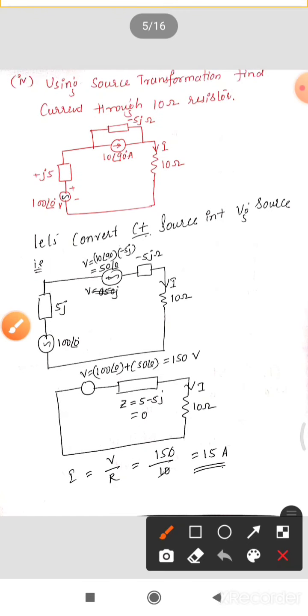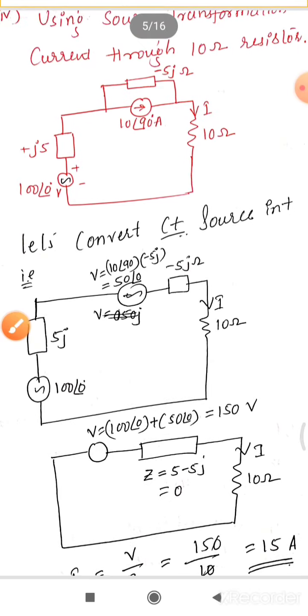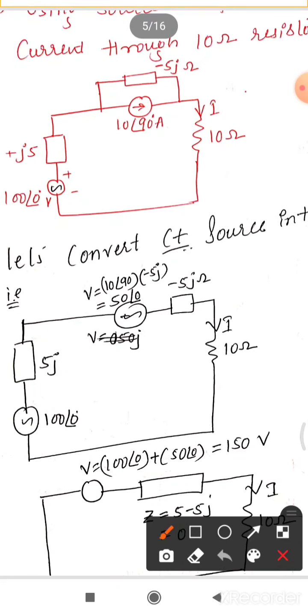So now let's see. We will find out the other one. They have asked us to calculate, using the source transformation technique, the current through the 10 ohm resistance. So where is the 10 ohm resistance? Identify where the 10 ohm resistance is. Here it is, a 10 ohm resistance. So don't alter this part. It remains the same.